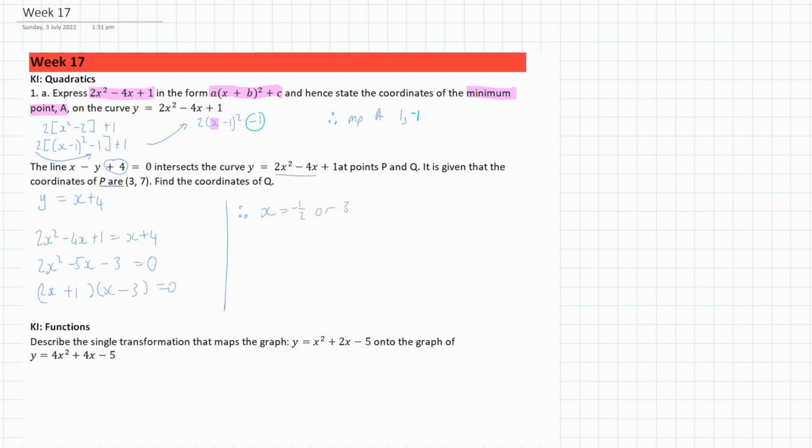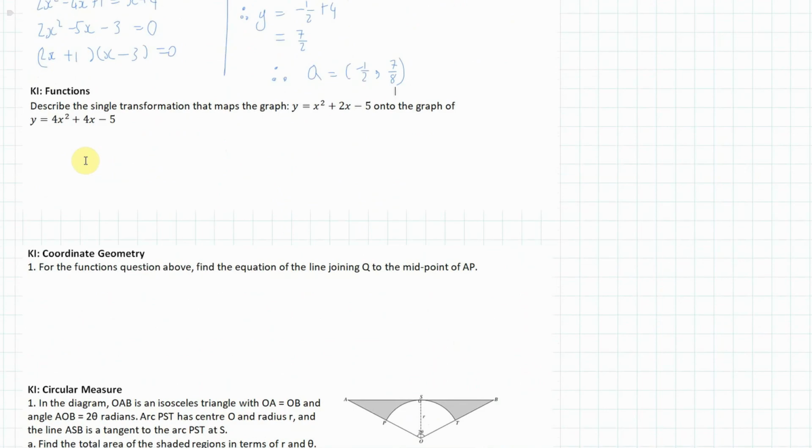Now we can rule out the 3 because that you can see is the coordinates for P. So let's chuck in y equals, I'm going to use this equation here, negative 1/2 plus 4 equals 7/2. So the coordinates are of Q, negative 1/2 for our x value and 7/2 for our y value. Super duper. Moving on to the next one, the transformation that we're using here.